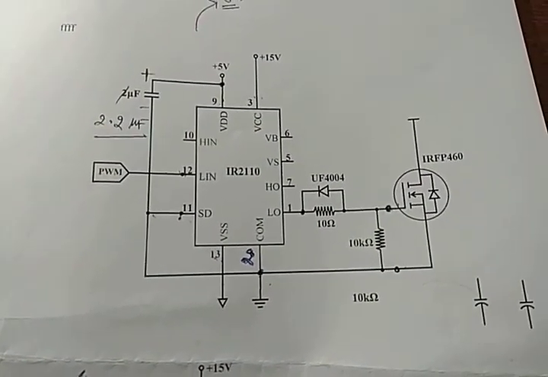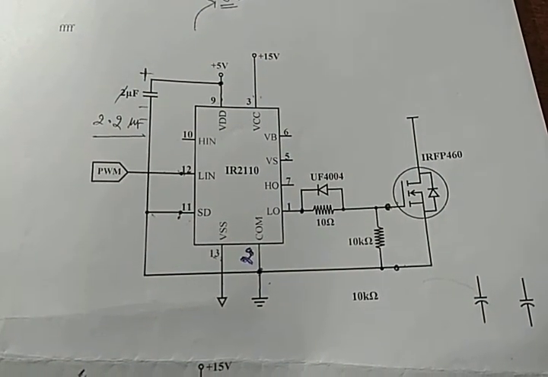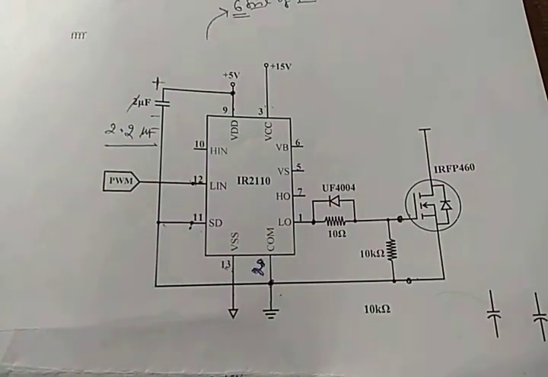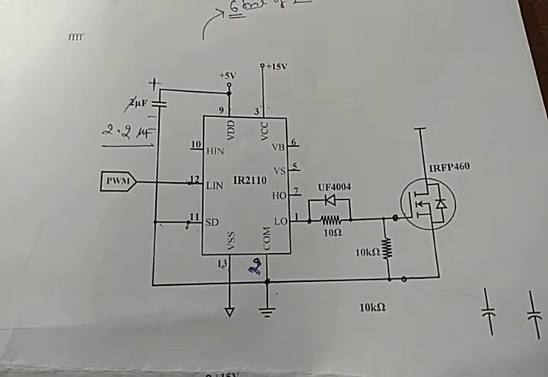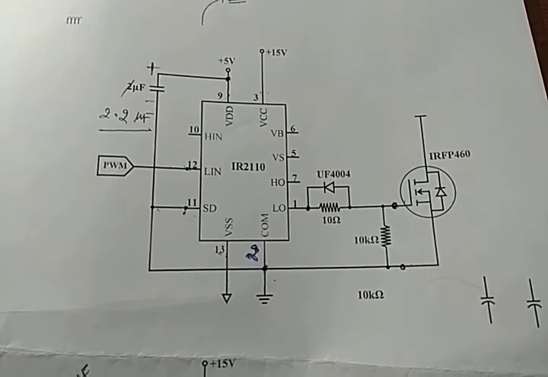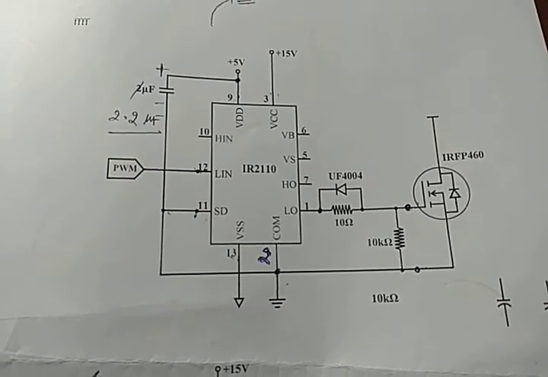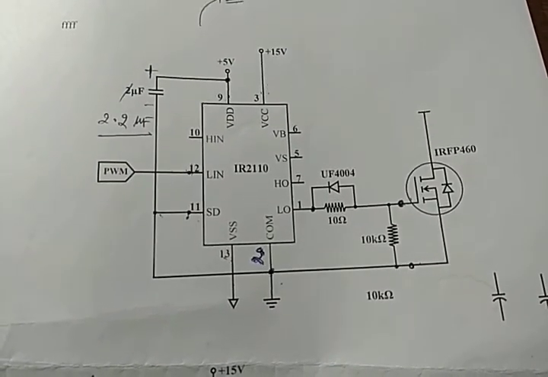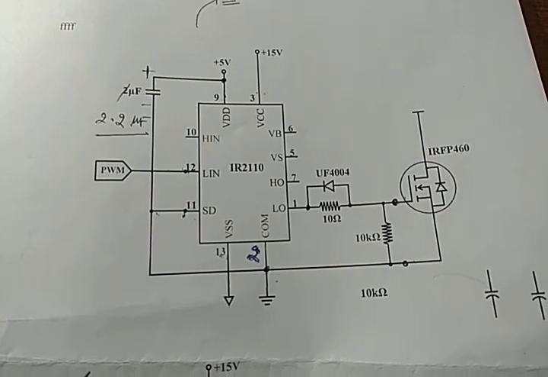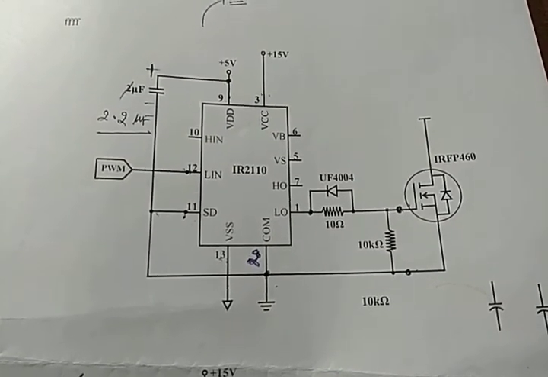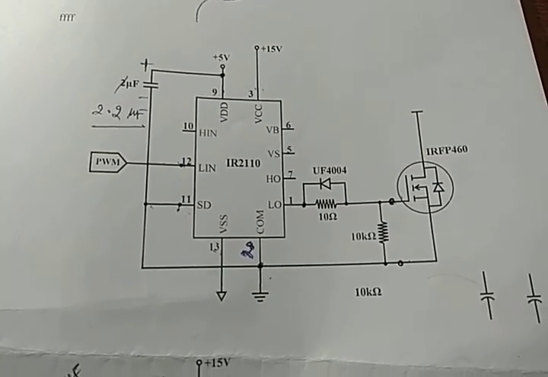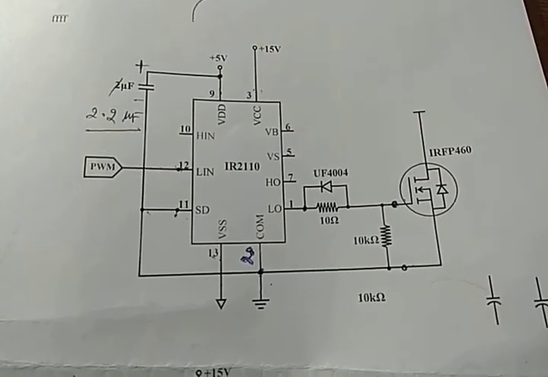There are two kinds of supply: the 15 volt, which we draw from the regulated power supply, and 5 volt to run the IC. To run the IC we need positive 5 volt, and to obtain the voltage waveform we use the 15 volt.